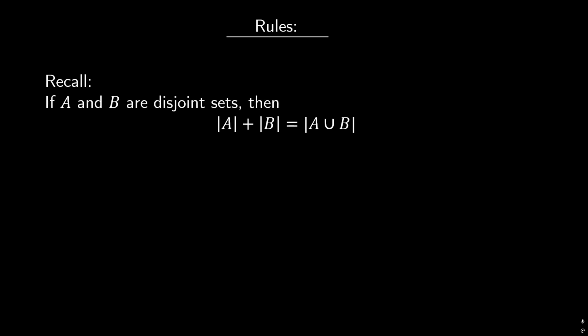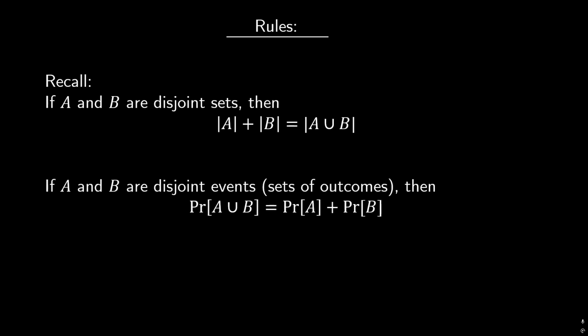Okay, a few more rules about probability. Since we talked about A and B as events, and events are basically just sets of outcomes, if you remember from last week, we talked about counting and we said that if A and B are disjoint sets, then the size of A union B is basically just the size of A plus the size of B. It turns out in probability we can say something very similar: if A and B are disjoint events, so again, think of events as sets of outcomes, then the probability that either A happens or B happens is given by the probability of A plus the probability of B.